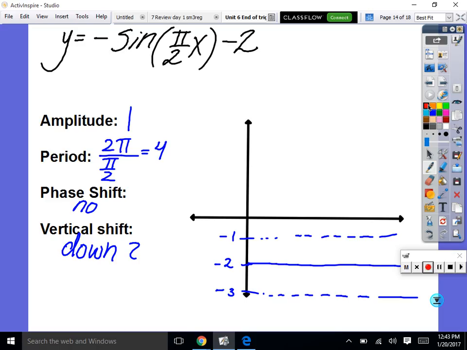Okay, now was there a shift left or right? No. So luckily we get to just start. So our period, the length of one full cycle, is 4. So starting at 0, we're going to go over 1, 2, 3, 4 and put a 4. Over 1, 2, 3, 4 and put an 8. So then that's 1, 2, 3, 4, 5, 6, 7, 8.